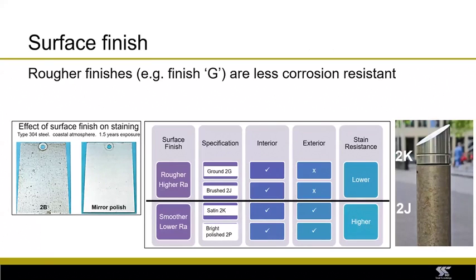Why? A rough finish is more likely to retain contaminants than a smooth finish. Rain washing is less effective on a rough finish, and a rough surface will have these micro crevices. So you can see the photo on the left, both put out by the sea for a year and a half. The mirror polish looks great. The mill finish, the 2B, is showing a few signs of pitting.